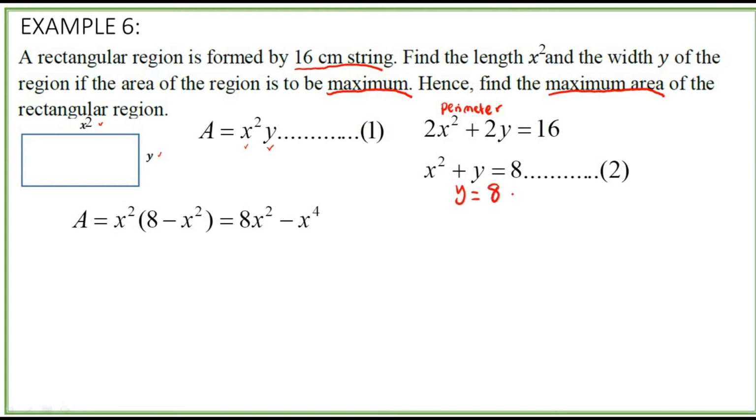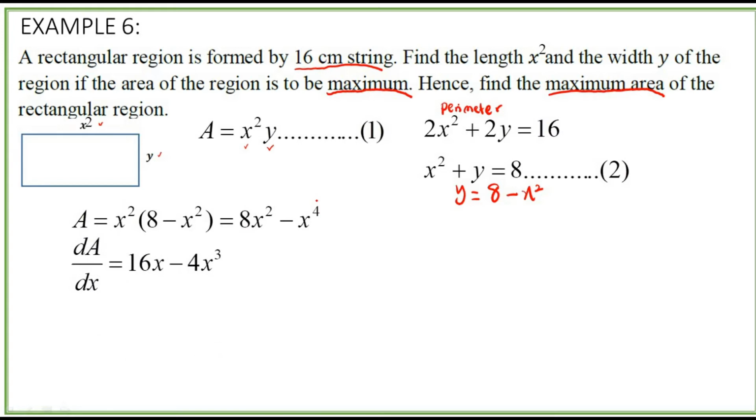So from our second equation, I rearrange this by making y the subject. So we will get 8 minus x squared, and I will substitute this into our first equation. That's how we get A equal to x squared times 8 minus x squared, resulting in 8x squared minus x to the power of 4. Now, we already have an area equation with only one variable, x.